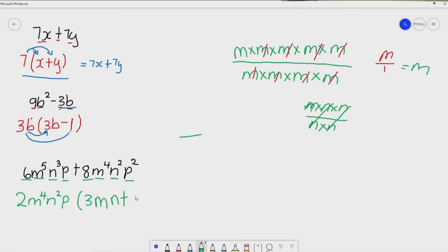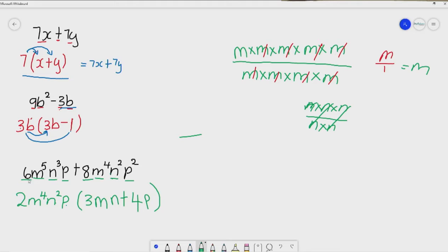8 divided by 2 is 4. M to the power of 4 divided by m to the power of 4 would be 1. We don't write that. N squared divided by n squared is 1 also. We don't write that. And p squared divided by p would just be p.